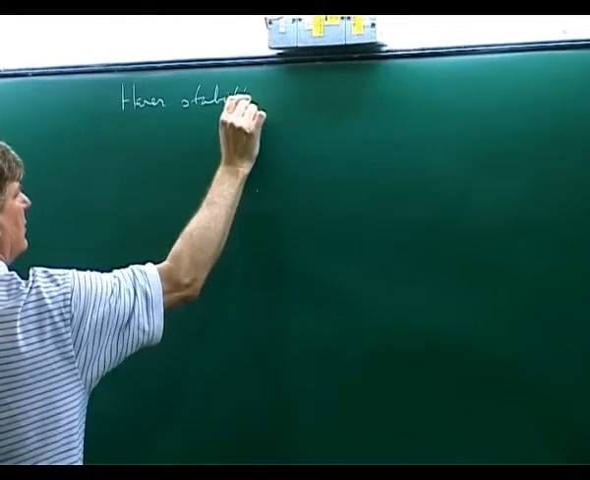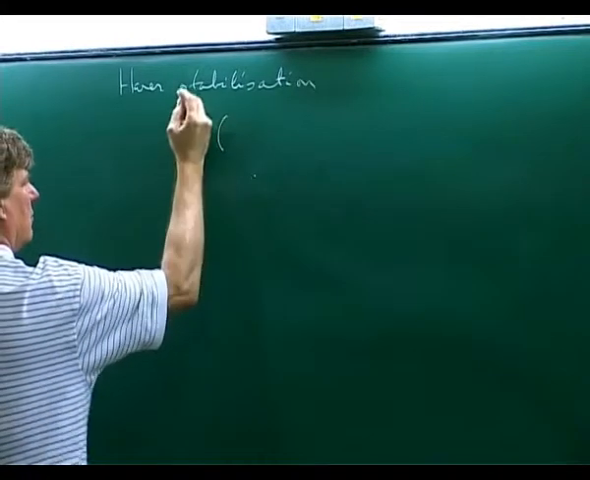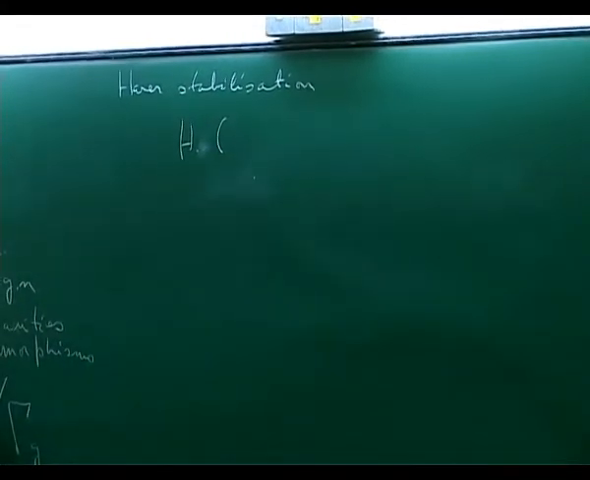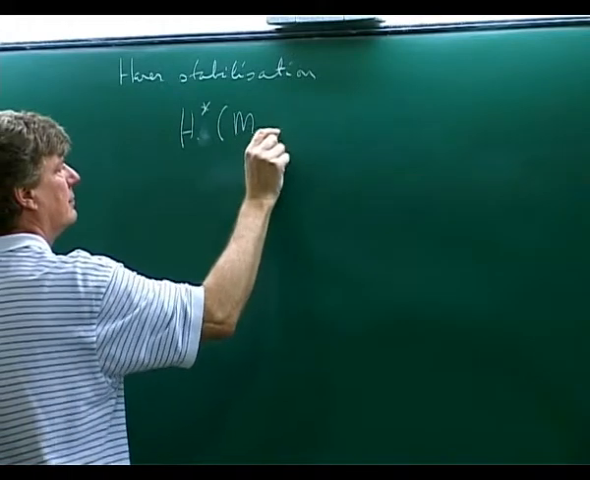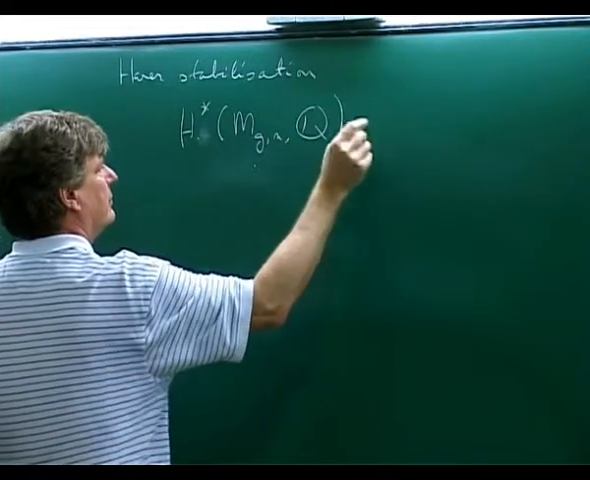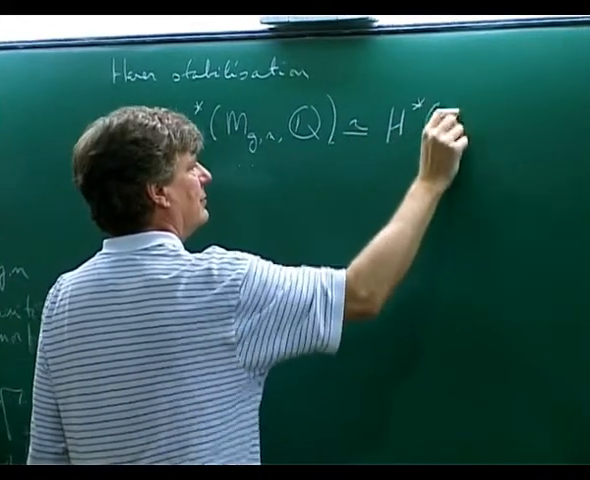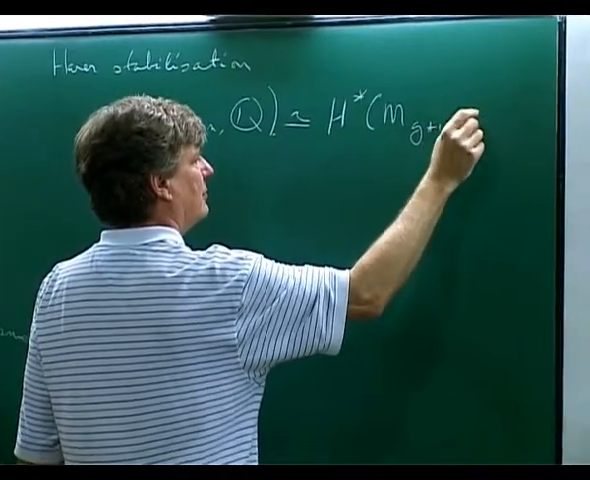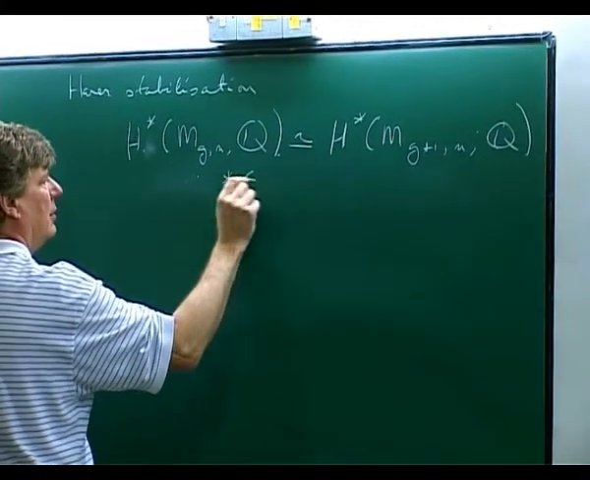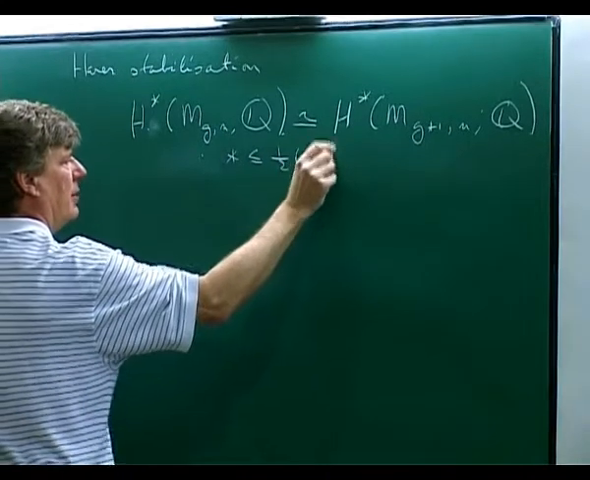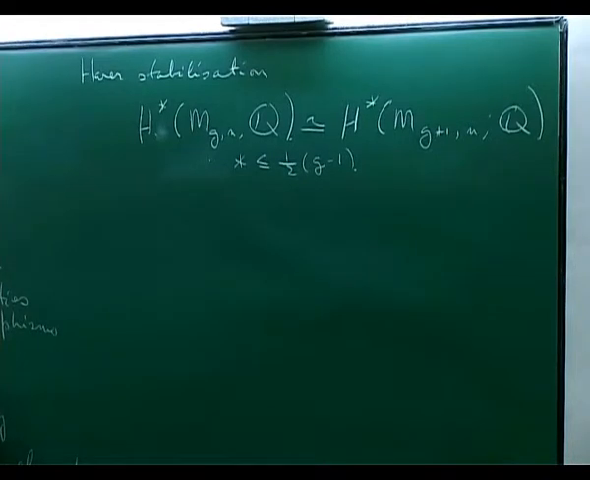stabilization, which essentially says that, upper or lower, it doesn't really matter for Q, really, for star less or equal to something like 1/2 of G minus 1. Okay. So you're seeing, in other words, you stabilize with respect to the genus.